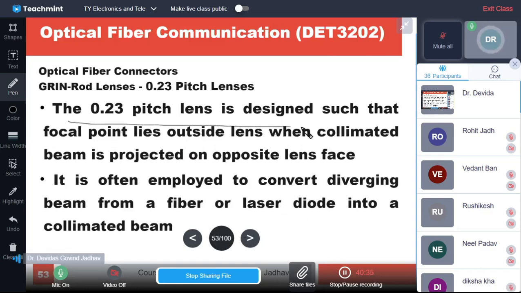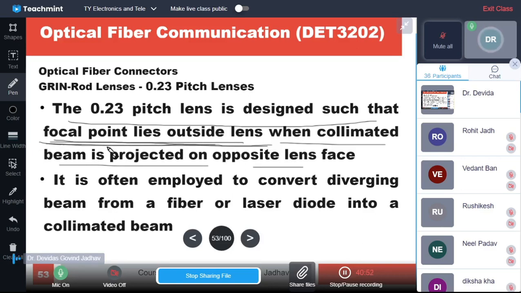The 0.23 pitch lens is designed such that the focal point lies outside the lens when a collimated beam is projected on the opposite lens face. Okay, so the focal point lies outside the lens. It is often employed to convert a diverging beam from a fiber or laser diode into a collimated beam. Okay, to convert laser diode output into a collimated beam, this type of lens is often used.